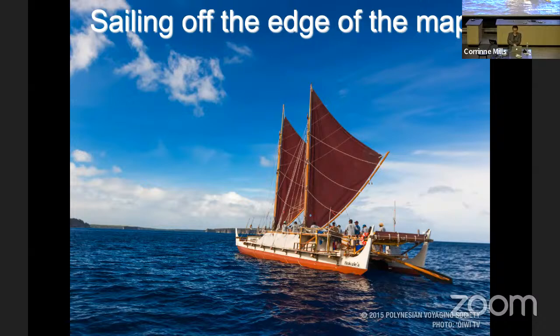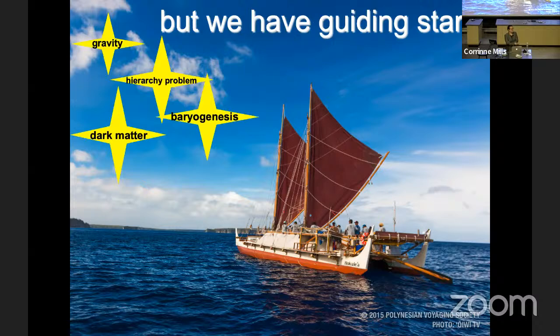We are sailing off the edge of the map. But we do have some guiding stars. We know generally the direction we need to take. I talked about one of the motivations, baryogenesis. I'm sure in other particle physics talks, you've seen arguments for the hierarchy problem, explanations that dark matter exists but we don't know what it is. Gravity, a whole other thing to try to bring into the world of particle physics.